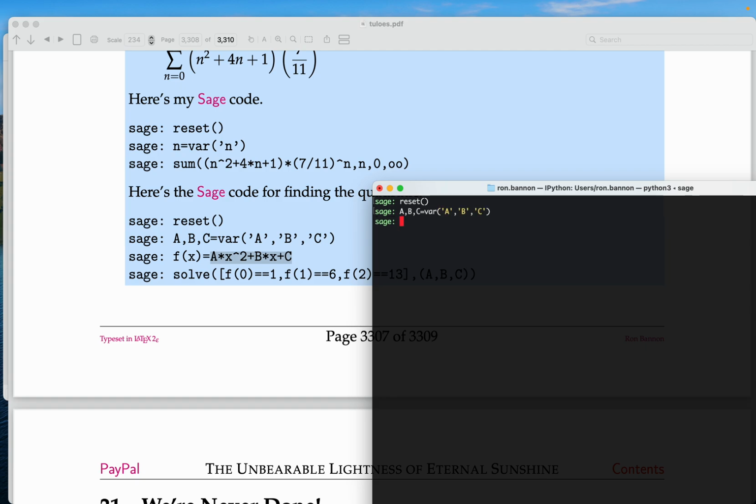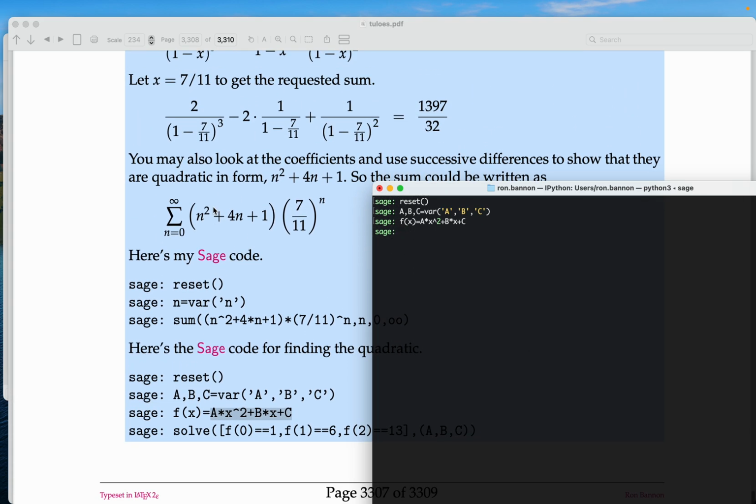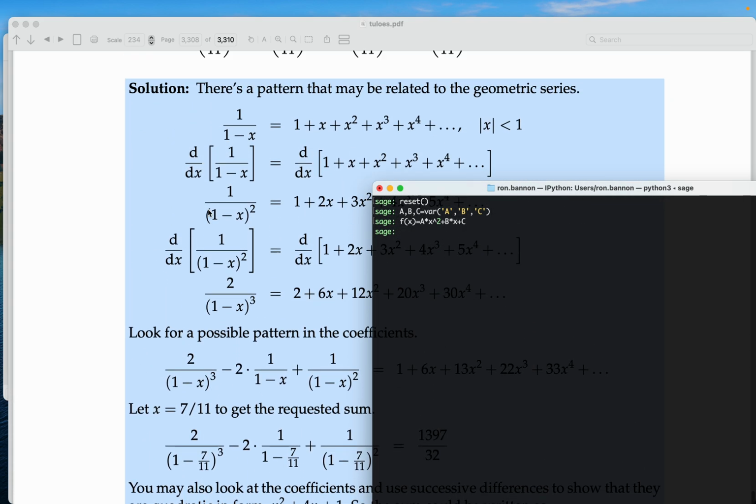The next thing is to define a function that's quadratic. So I just put down f of x equals ax squared plus bx plus c. And my goal is to determine what the values of a, b, and c are. So then what you have to do is solve a system of equations. And this is typically done in pre-calculus using a matrix.